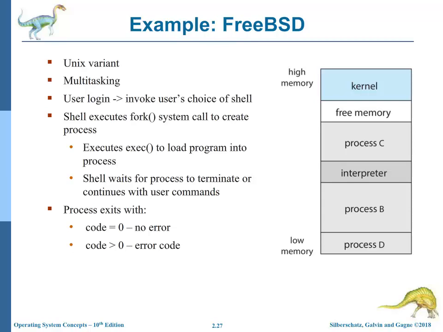FreeBSD is an example of a multitasking system. When a user logs onto the system, the shell of the user's choice is running, waiting for commands and running programs the user requests. Since FreeBSD is a multitasking system, the command interpreter may continue running while another program is executed. To start a new process, the shell executes the fork system call. Then the selected program is loaded into memory by an exec system call, and the program is executed.